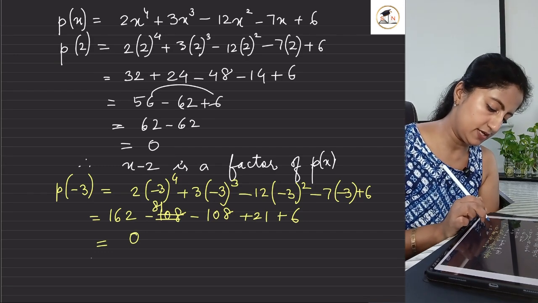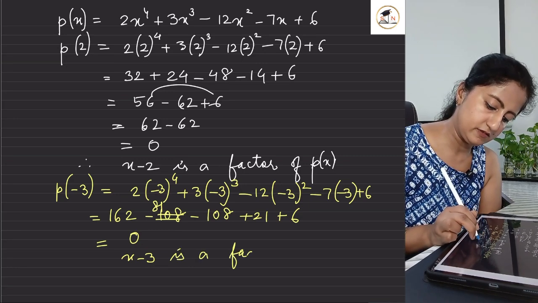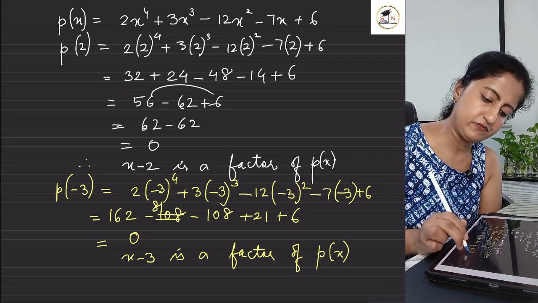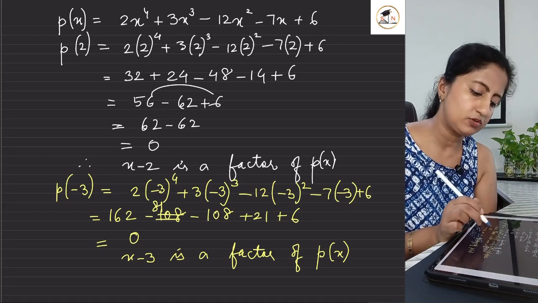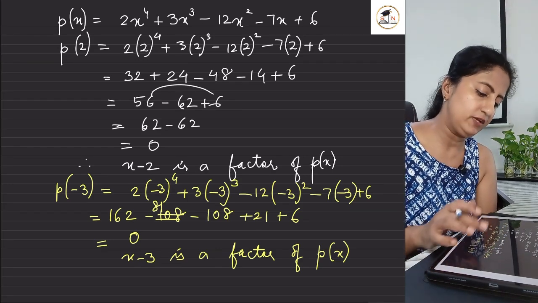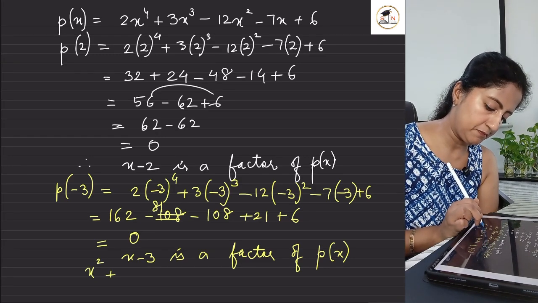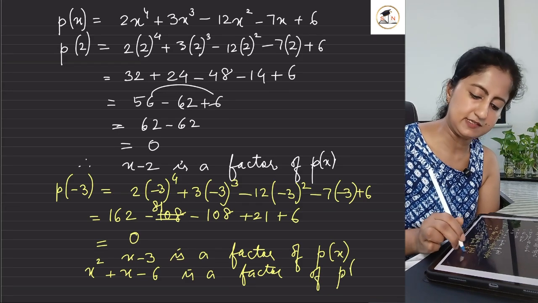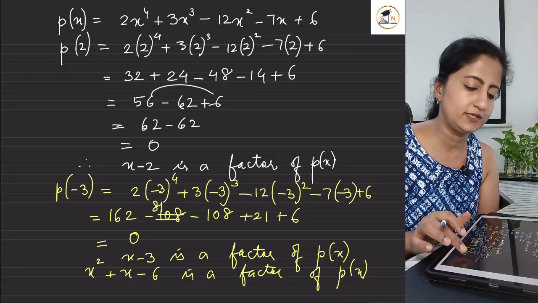So now what we get over here is that x minus 3 is a factor of px, right? So now we have seen that x minus 2 and x minus 3 both are factors of px. Now we can conclude that yes, the initial polynomial x square plus x minus 6 is a factor of px. So this is how we solved this question. Now let's move on to the next one.